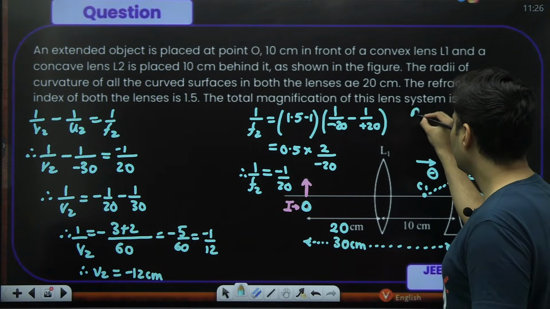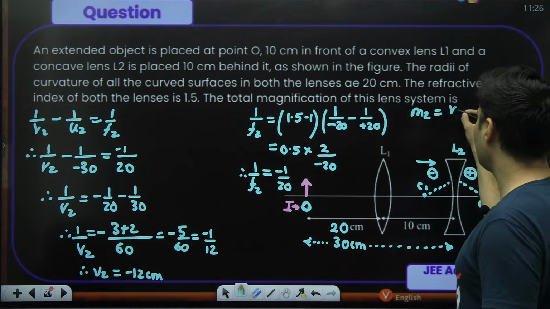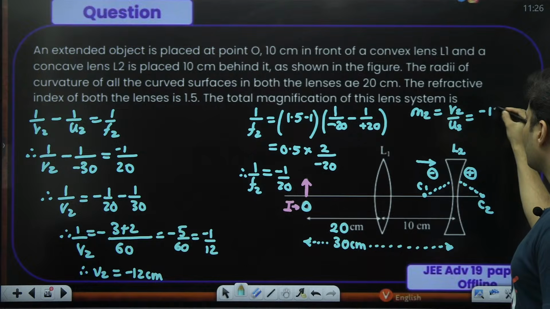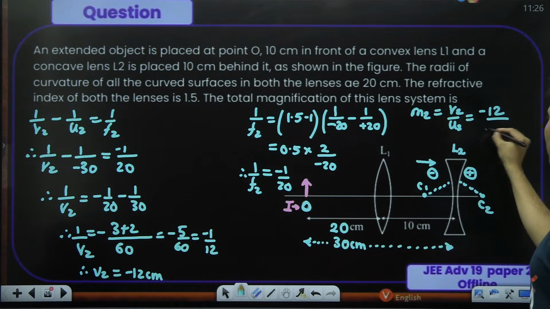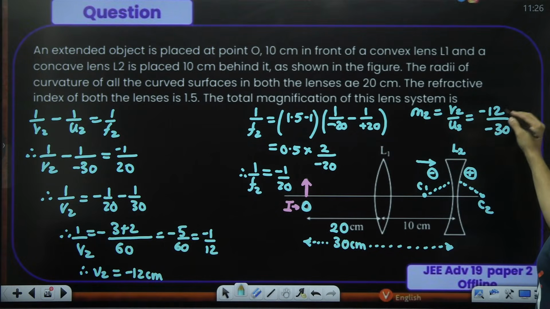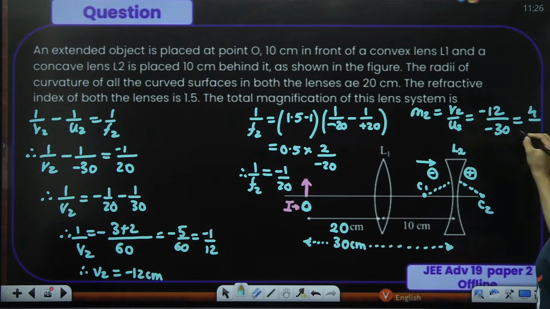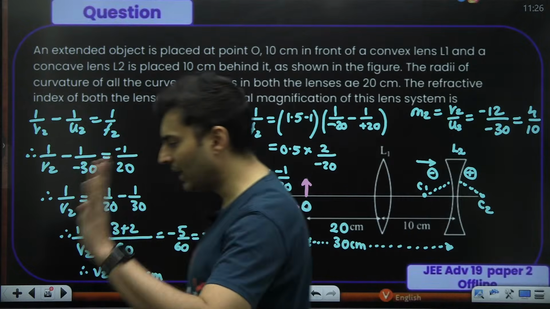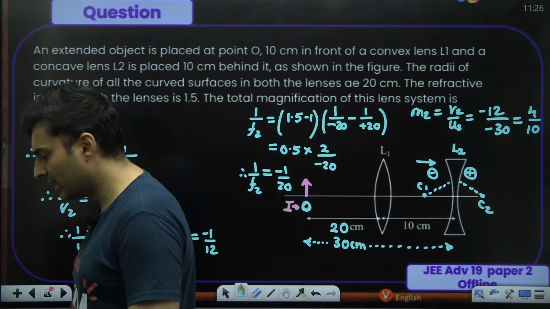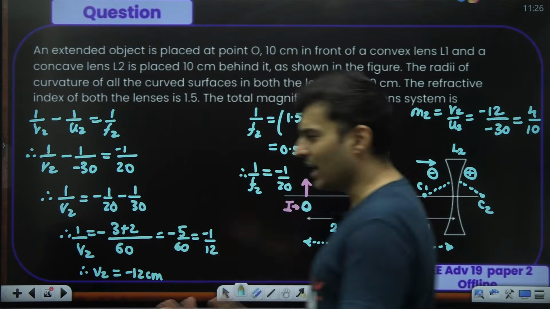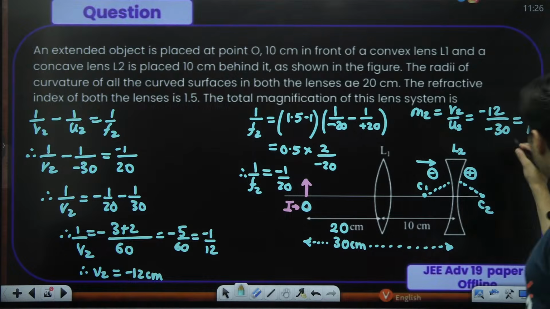Now you find the second magnification, which is V2 by U2. V2 is minus 12. U2 is basically minus 30. So this will be 12 by 30, divided by 3 it will be 4 by 10. Till this point, absolutely clear? Very good. If you want, you can write it as 2 by 5 also. No issues.